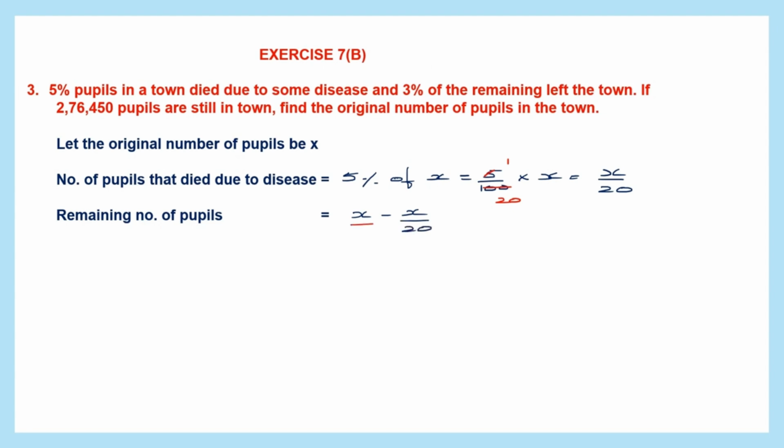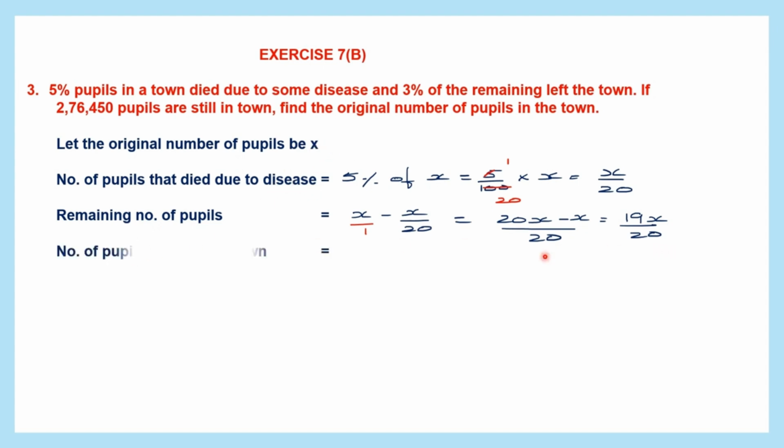So here this will be 1 and here we will have our LCM as 20 and here let's multiply this. 1 into 20 is 20. So x into 20 will be 20x. So 20x minus x. So 20 minus 1 here is 19. So this is 19x by 20. So this is the remaining number of pupils. Okay, so first we had x pupils. From that some died and when we minus this from the original we get the remaining number.